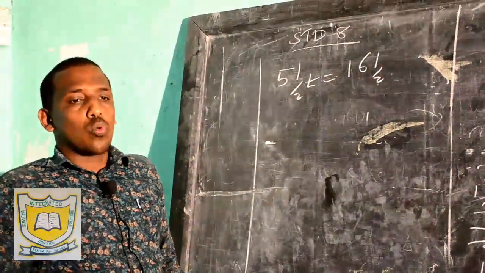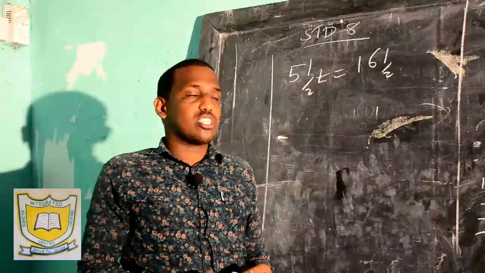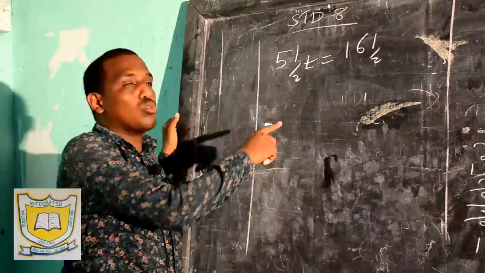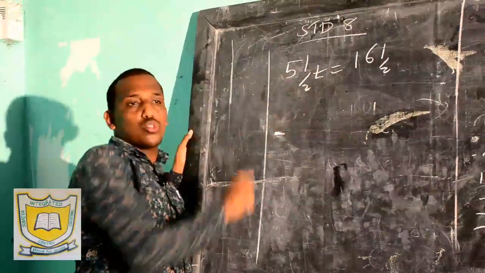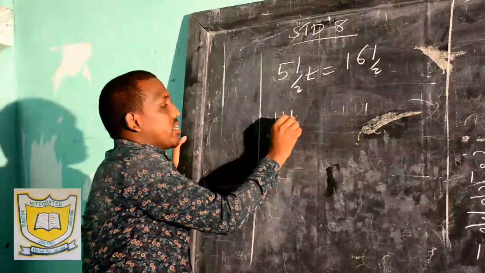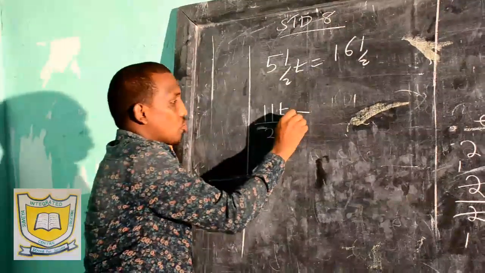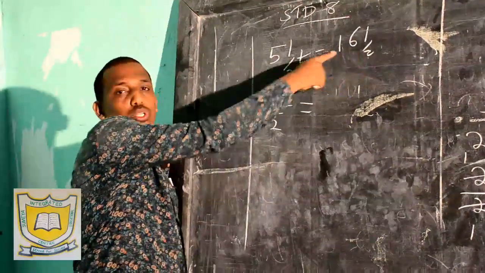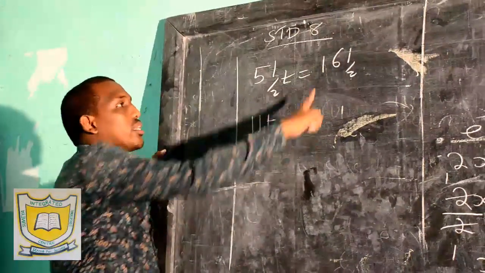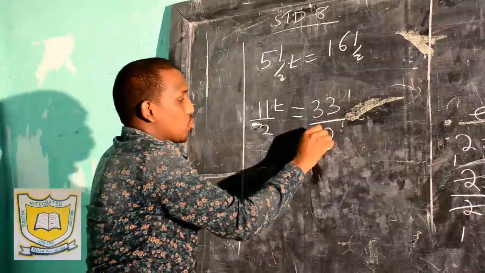What do we do? Remember, this is a mixed fraction. Since it's a mixed fraction, we change it into an improper fraction. Now let us change it. We say 5 times 2, 10. 10 plus 1, 11. So 11 over 2 t is equal to. We also change this one into an improper fraction. So we say 16 times 2, 32. 32 plus 1, 33. So we get 33 over 2.